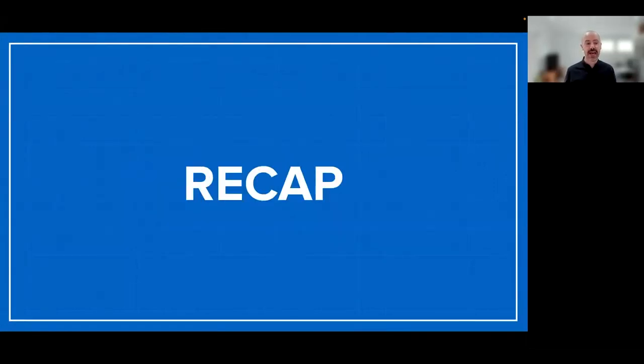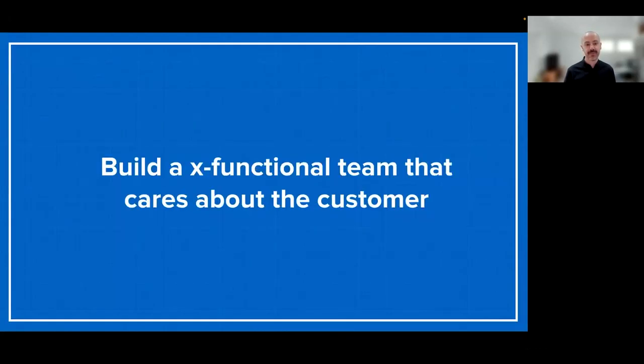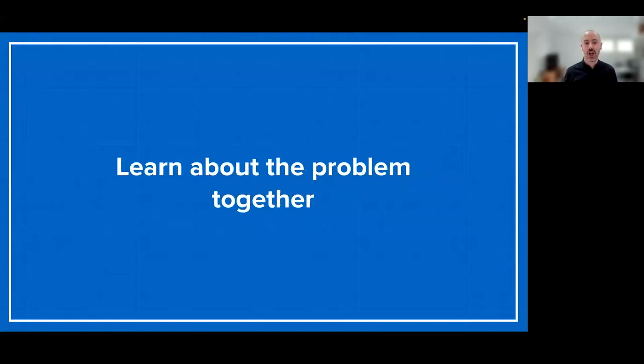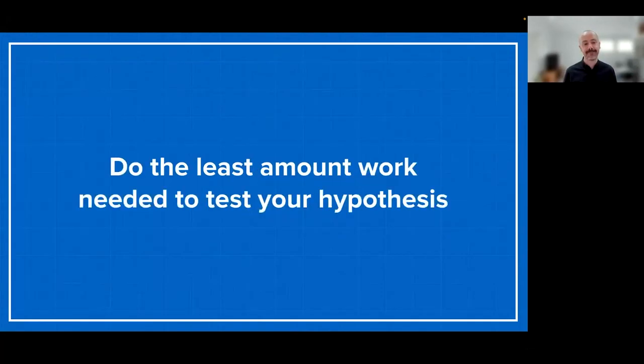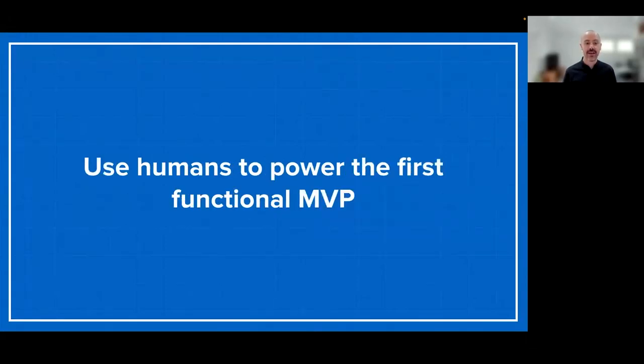So to recap, if you want to do experimentation in zero failure environments, build a cross-functional team that cares about the customer. Learn about that problem together. Treat everything as an experiment, not just the product, but the processes you're going to follow and the roles that you're going to play on that team. Do the least amount of work needed to test your hypothesis. And use humans to power the first functional MVP if failure is not an option.